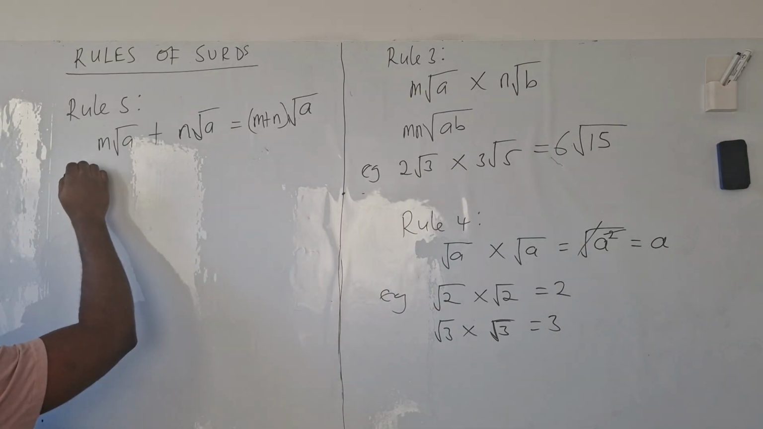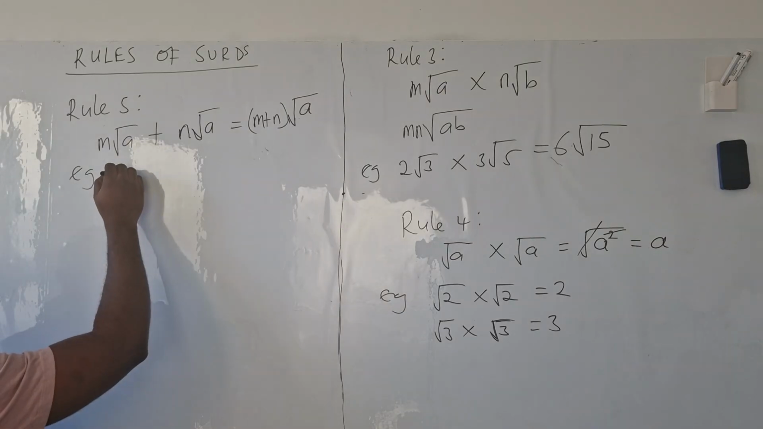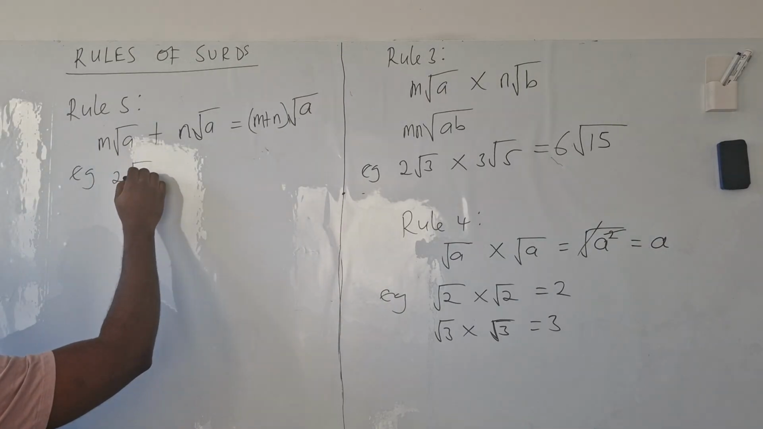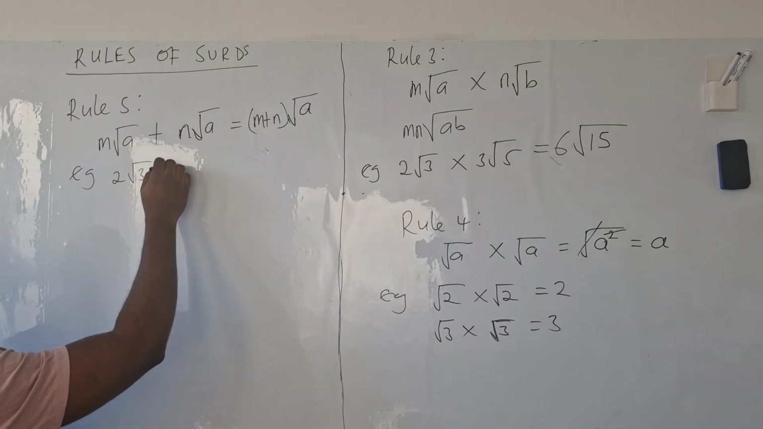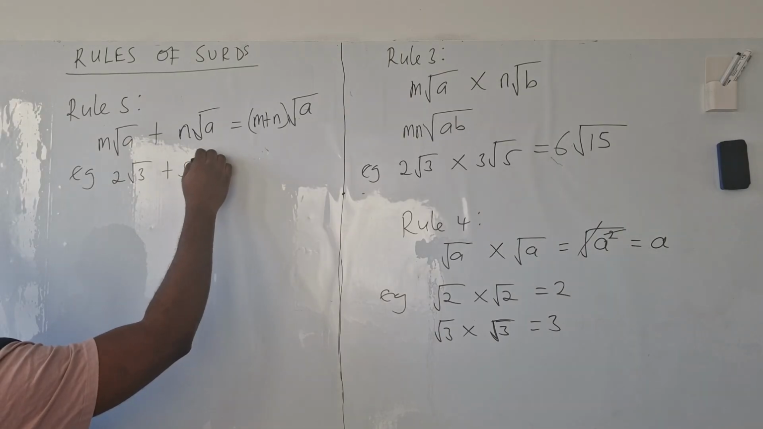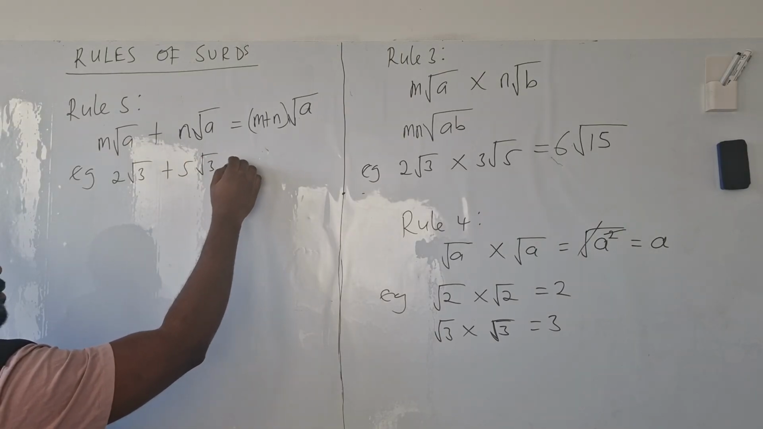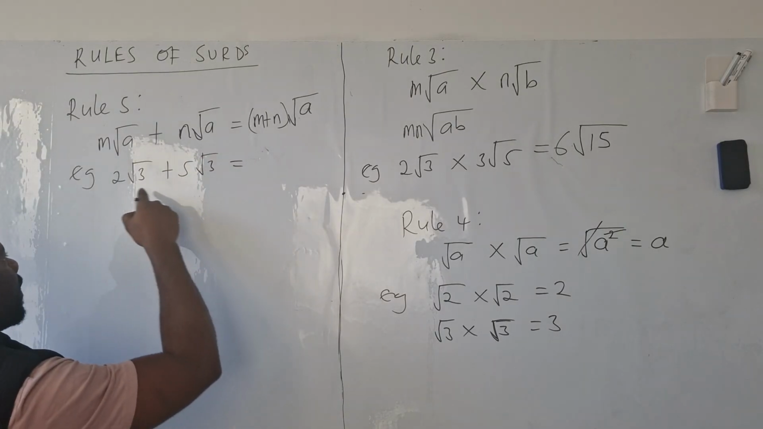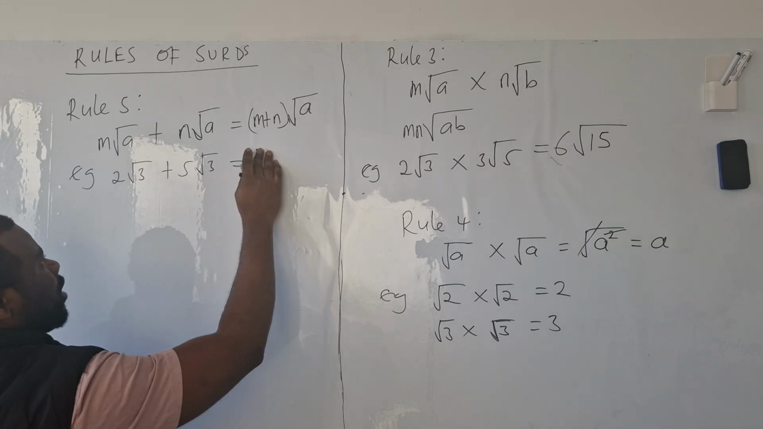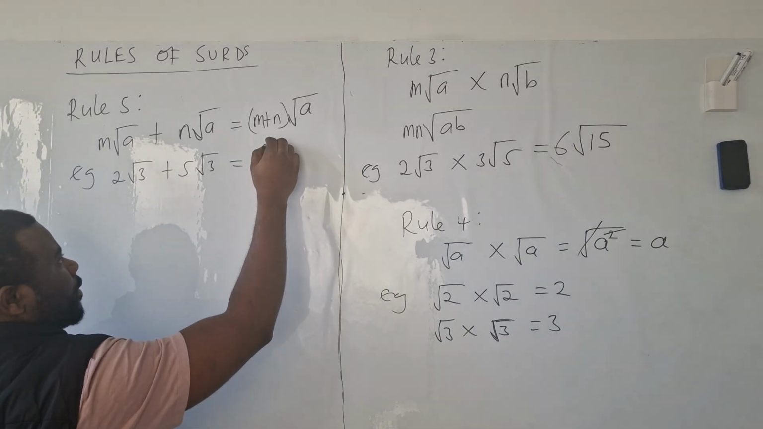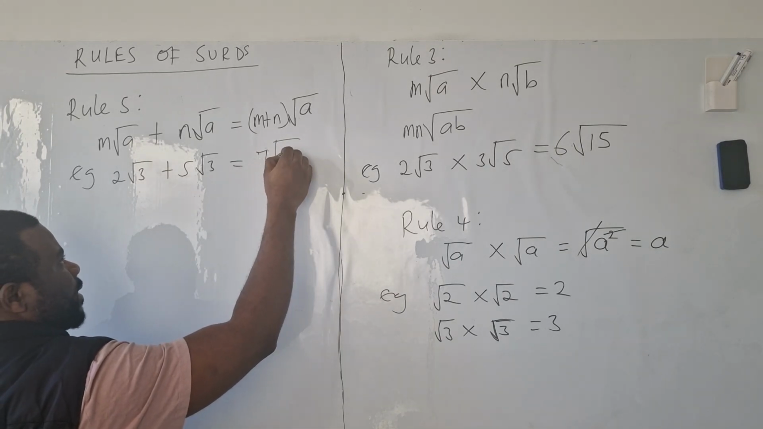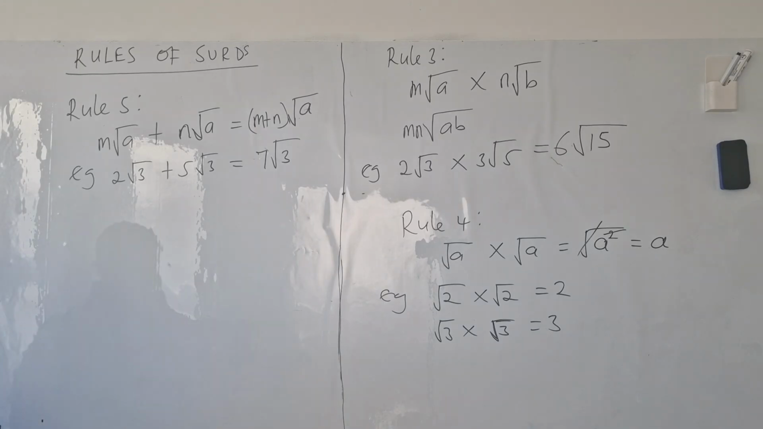Example, 2 root 3 plus 5 root 3. The rule says that add coefficients, that will be 7. Then we take one of the like surds, that is root 3. Not difficult at all.